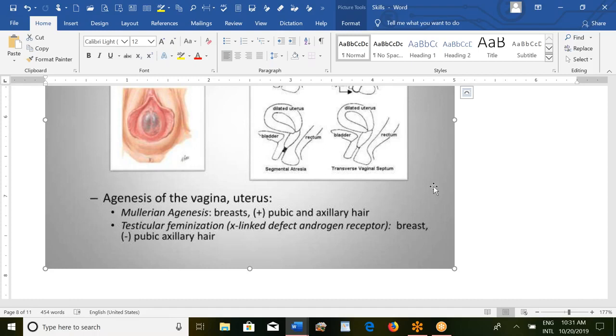So here the androgen receptor is defective. For the development of external male genitalia we need androgens, but the receptor is defective, so these children will have ambiguous genitalia. Since there is no effective testosterone action, the androgens will develop along the line of estrogen, so they will have breast development. Pubic and axillary hair will be either scanty or absent, and the genetic makeup will be 46XY.